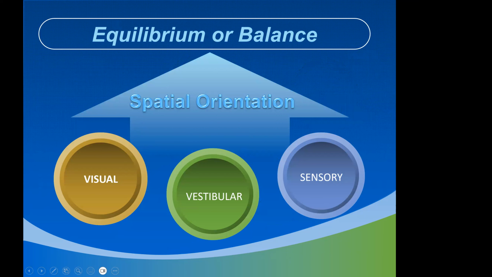So now, equilibrium or balance is controlled by three mechanisms. One is the visual inputs, the second one is the vestibular inputs, the third one is the sensory. That is why when we close our eyes, we always find it difficult to maintain balance. But still, in a moment's time, your vestibule and the sensory tracts will help you to retain the balance.